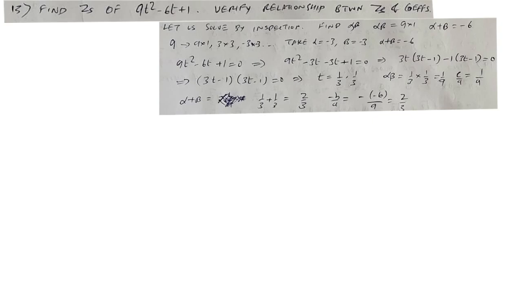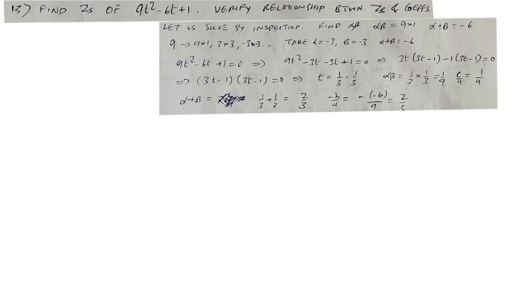Okay, so what is the relationship between zeros and coefficients? See, if you take the product of these two roots, alpha beta, that is 1 by 3 into 1 by 3, you get 1 by 9. But check it with c by a. What is c by a? In our case, c is 1 and a is 9. So c by a is also 1 by 9. So alpha beta is equal to c by a.